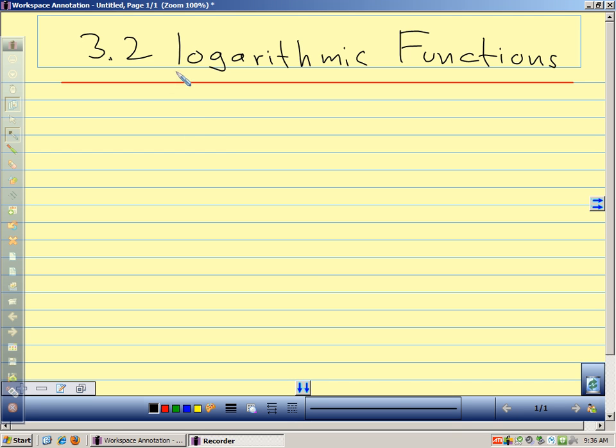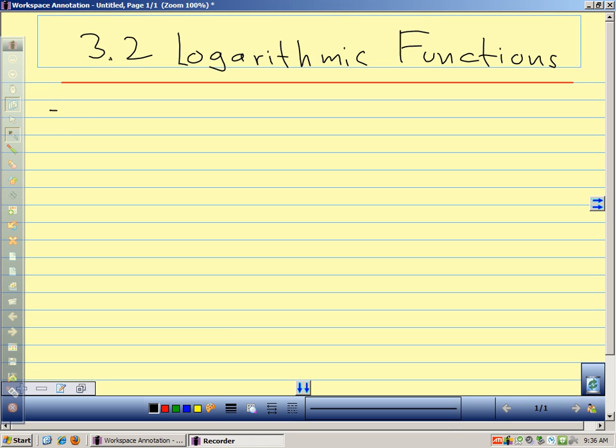So we're going to talk about a new function. This was one of the topics in Algebra 2, so this is probably something that you guys haven't seen before. What we're looking at with logarithmic functions, a lot of people think that they're confusing.